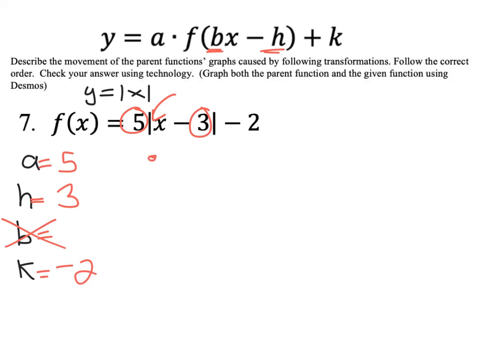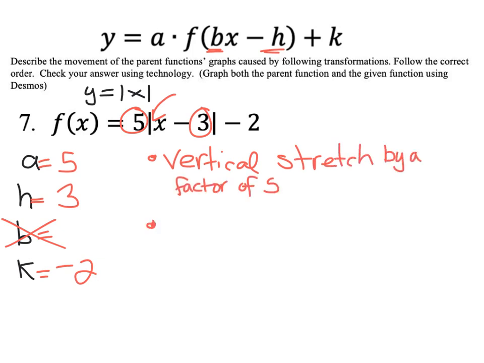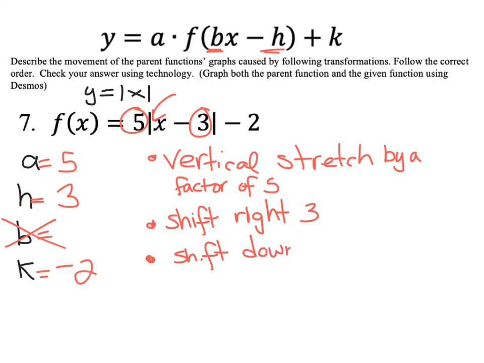So first I have a vertical, is it stretch or shrink? This one works as you would expect. It's bigger than 1, so it's going to stretch it out vertically. Vertical stretch by a factor of 5. Then I have a horizontal shift. Which direction am I going? Right. And I'm going 3 units. Shift right 3. And then I'm going to shift it down or translate, shift down 2.